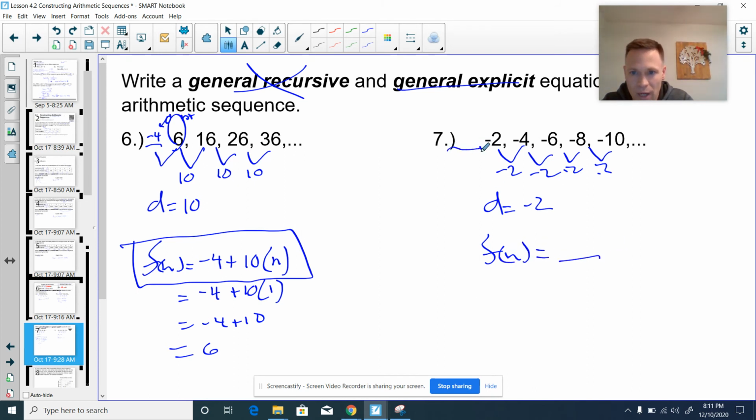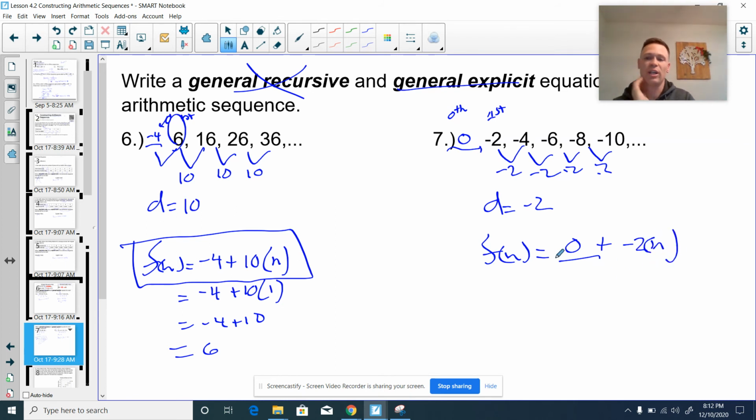So how do I go back? I would have to add 2. So it's really 0, right? So this would be the 0th term. This would be the first term, okay? So the 0th term is 0 plus, and then it would be negative 2 times n.